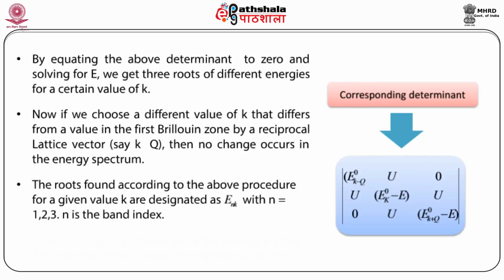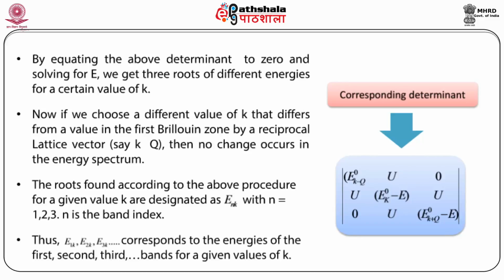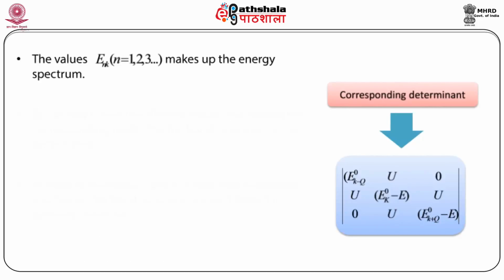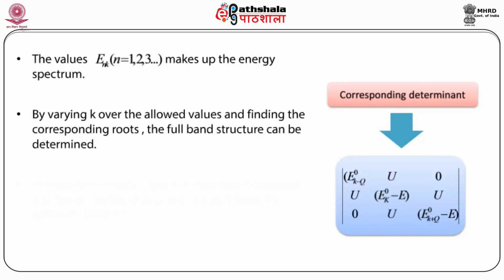The roots found according to the above procedure for a given value k are designated as E_n(k), with n equal to 1, 2, 3. n is the band index. Thus, if E_1(k), E_2(k), E_3(k) and others correspond to the energies of the first, second, third and so on bands for a given value of k, the values E_n(k) make up the energy spectrum. By varying k over the allowed values and finding the corresponding roots, the full band structure can be determined.